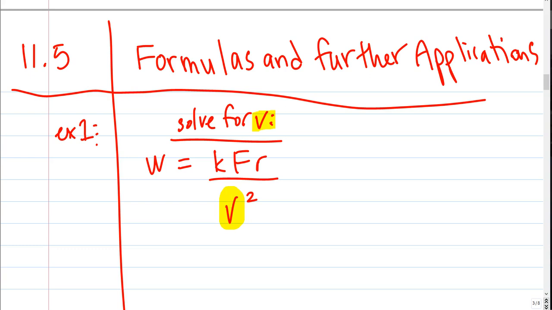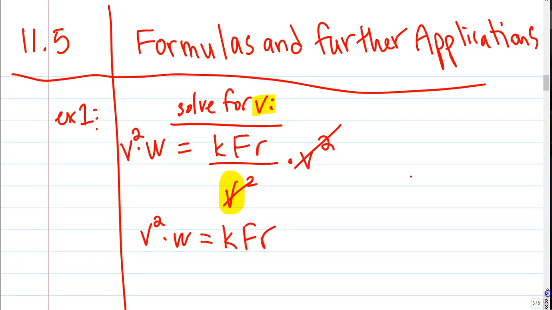But that's not really helpful when it's in the denominator. So our goal here is to actually clear it out of the denominator, clear the fractions like we have before. So since our denominator is v squared, we can multiply by that least common denominator. If I do it to one side, we do it to the other. Okay, so now we have v squared times w is equal to kfr.